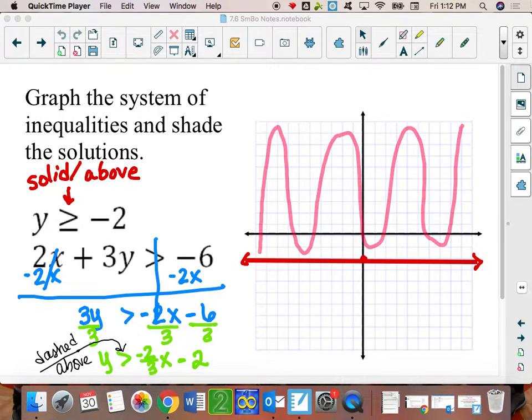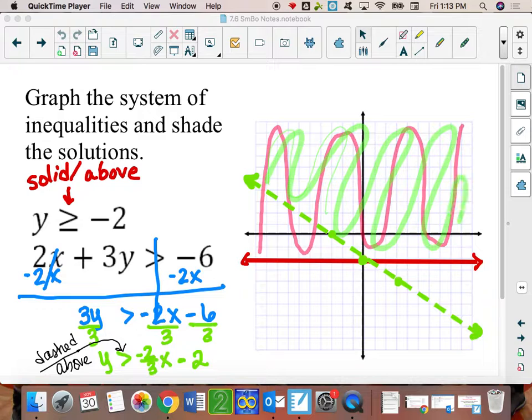So I'm going to graph this line. I'm going to graph the y-intercept first at -2, and then I'm going down 2 and right 3, or I could go up 2 and left 3 and put a point. And then I'm going to draw a dashed line through those points. And then for this line, I want to shade above. So remember, I want to go to the y-axis, and I'm shading above that line, which would be here.